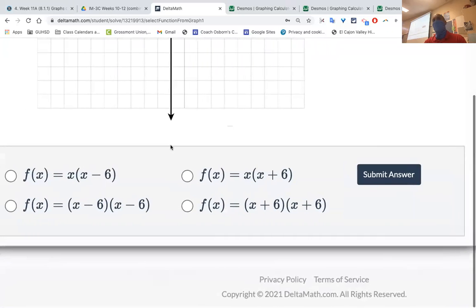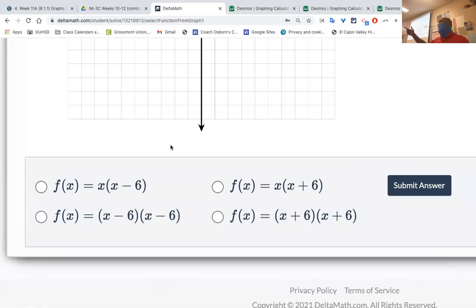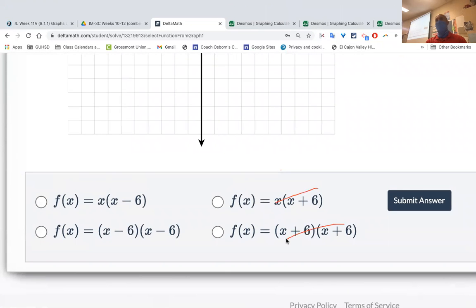So let's look at the options. So we know that one of them has to be -6. So we can cancel out these two over here because both of these have +6. So that means it's one of these. Which one do you think it is? If it crosses through 0, which one of those factors represents the solution for 0?